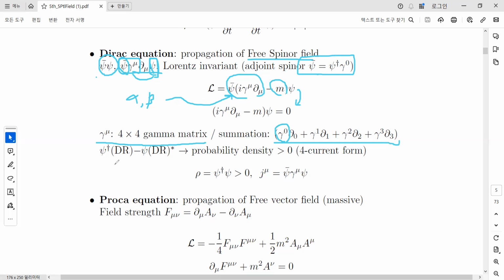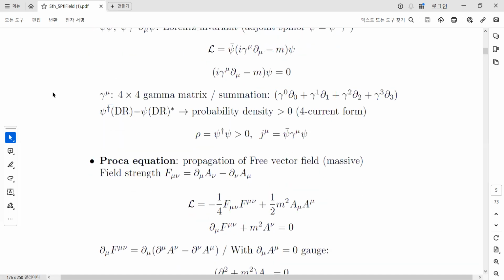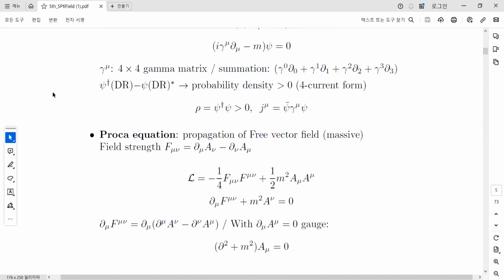In a similar way, we can obtain the probability density from the complex conjugate of the spinor and the equation minus 3 in the complex conjugate. And from that, the probability density is again psi dagger psi, which now becomes positive. And finally, I will talk about the propagation. Propagation serves the vector field in the massive case, because in that case each field shows some different behavior.